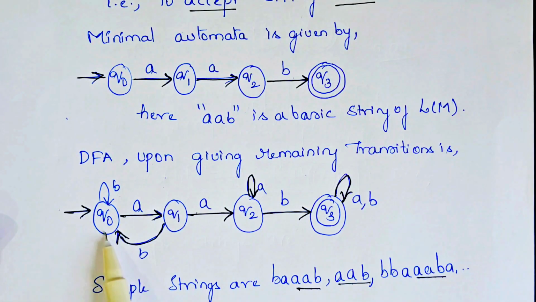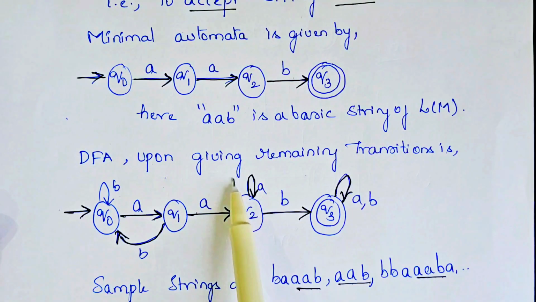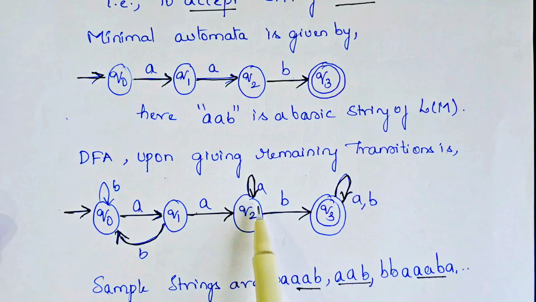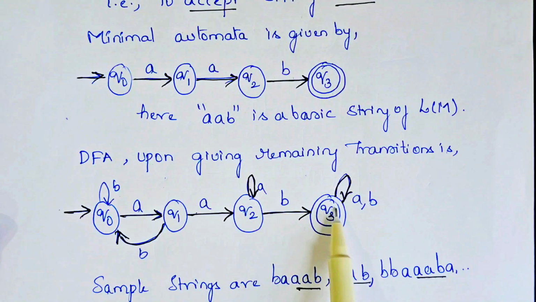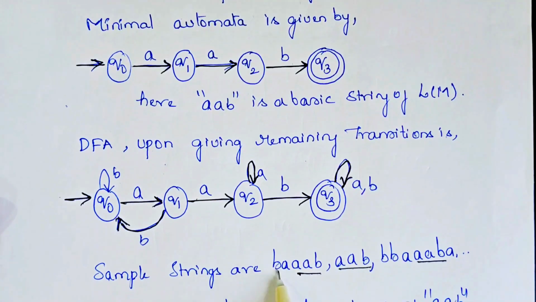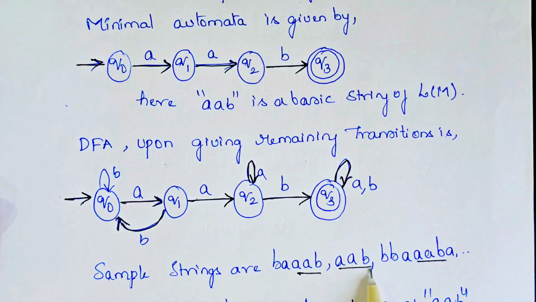Similarly, Q1 on A is already completed in the minimal automata. Remaining is Q1 on B. It should be connected back to the Q0 state in order to get the string in the form of AAB. And Q2 on B is completed here. Remaining is Q2 on A. So here if Q2 on A is connected to the Q2 state, the string observed is BAAAB, which is a valid string. This connection is valid. And Q3 upon both A and B can be connected to the same state, so that the sample strings observed are BAA, AB, AAB, BB, AA, ABA, and so on.